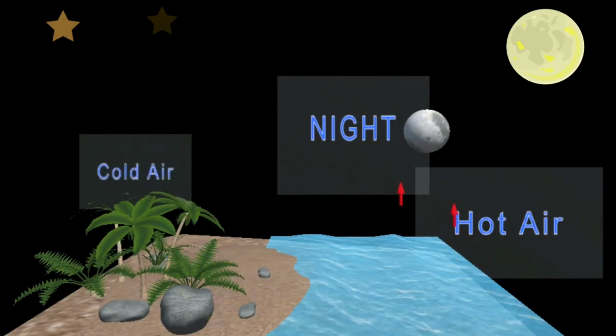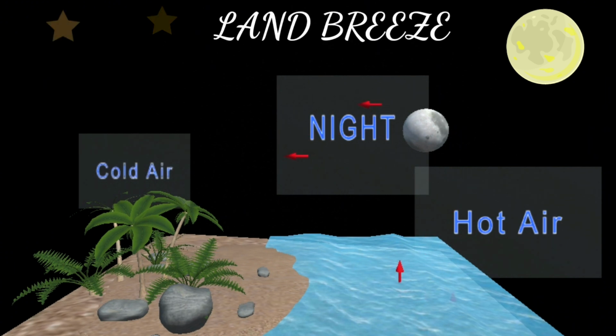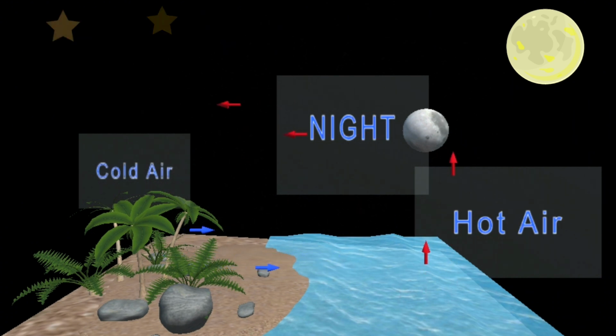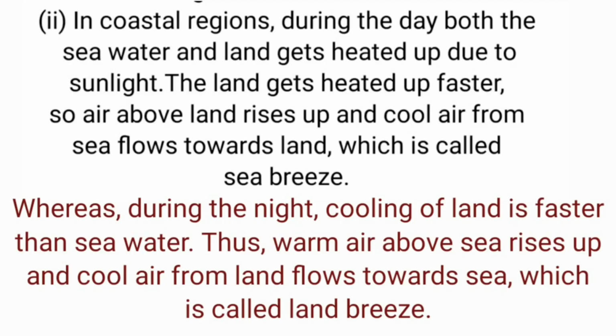At night, what happens? Both land and sea start getting cool. Since water cools down more slowly than land, the air above the water would be warmer than the air above the land. Now, the air above the sea will start rising and land air moves to the low pressure area. That is, the direction of wind would be from land to the sea during night. This is called land breeze, the movement of air from land to sea, that is at night. That process is called land breeze.